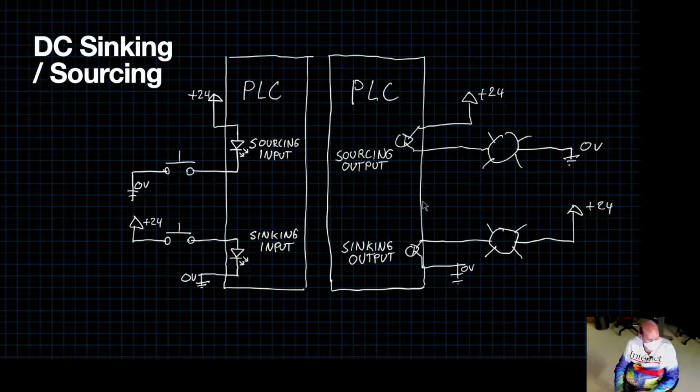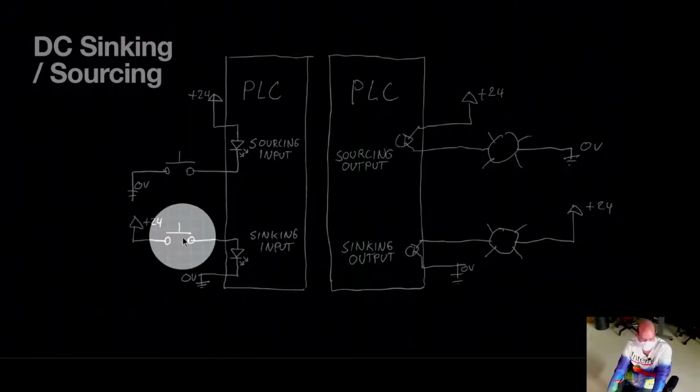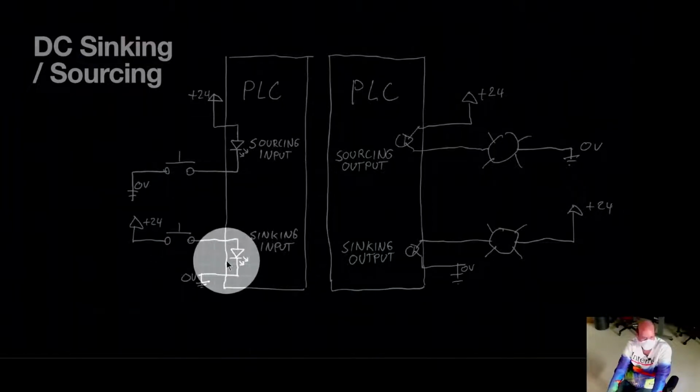Sinking and sourcing is something that you should be familiar with if you've hooked up an LED to an Arduino. It works much the same way, where on the left here we have a sourcing input versus a sinking input. And this is pretty similar to having an input pull up and your switch pulls the line to ground, or having an external pull up and your switch pulls the input high.